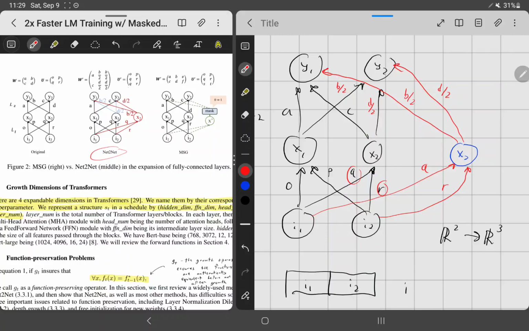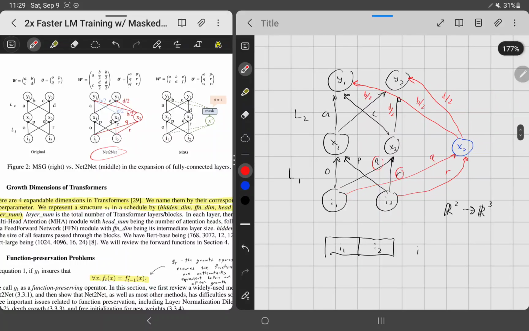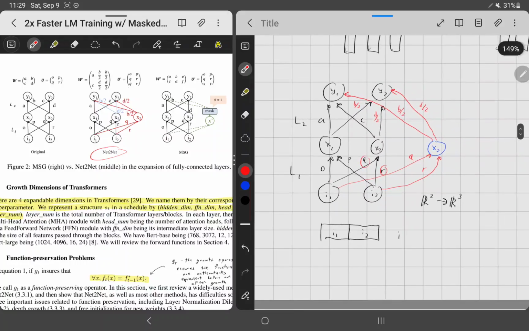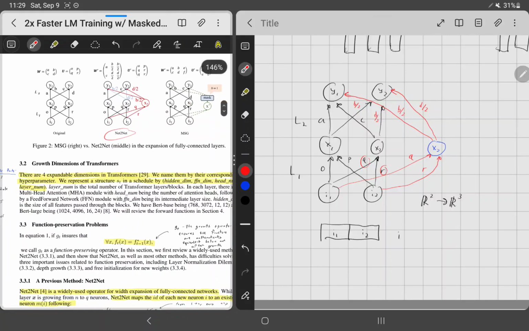So you initialize this in a way that they both send half the information, and the outputs y1 and y2 will get half the information from these two neurons, but since there are two neurons, it just cancels out, and you get the same information. So this is one way of doing that, and that was the old way. But there are three problems with this that they talk about.